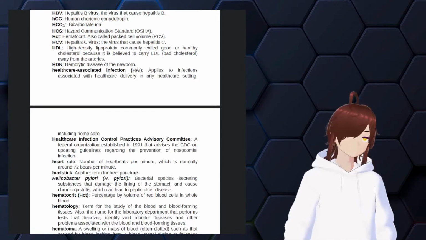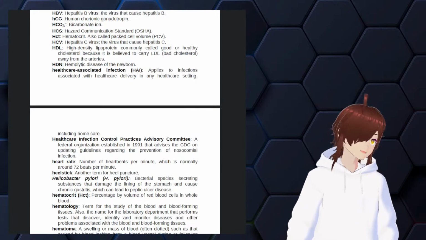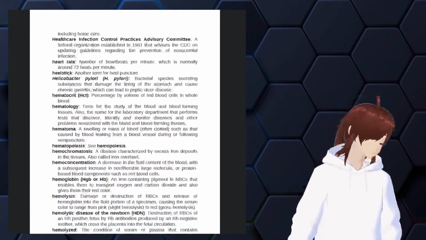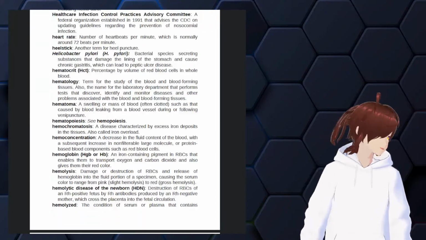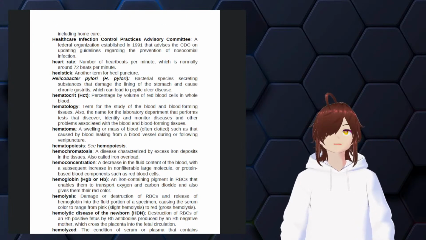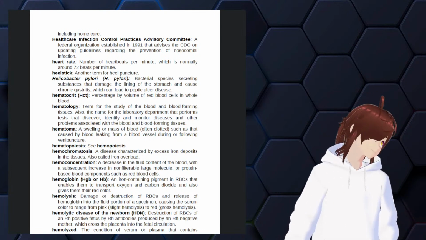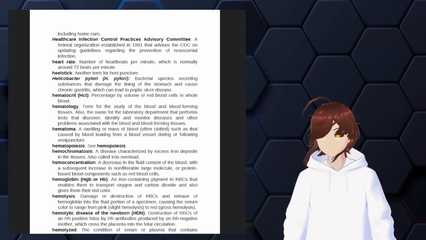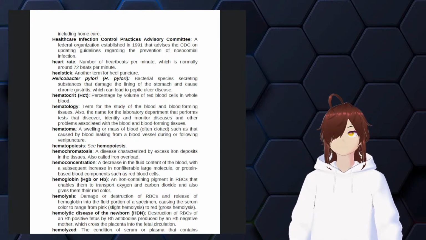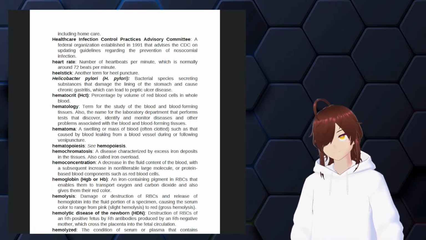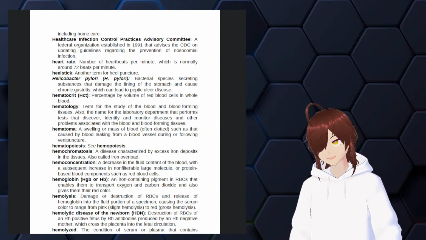Healthcare-associated infection, HAI, applies to infections associated with healthcare delivery in any healthcare setting, including home care. Healthcare Infection Control Practices Advisory Committee, a federal organization established in 1991 that advises the CDC on updating guidelines regarding the prevention of nosocomial infection. Heart rate, number of heartbeats per minute, which is normally around 72 beats per minute. Heel stick, another term for heel puncture. Helicobacter pylori, H. pylori, bacterial species secreting substances that damage the lining of the stomach and cause chronic gastritis, which can lead to peptic ulcer disease.